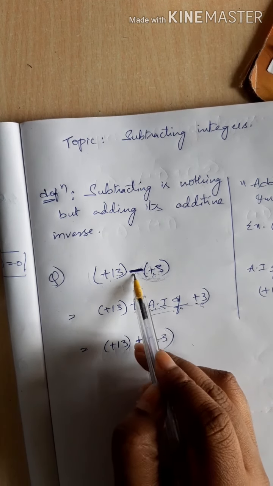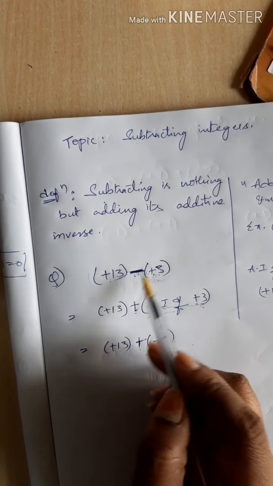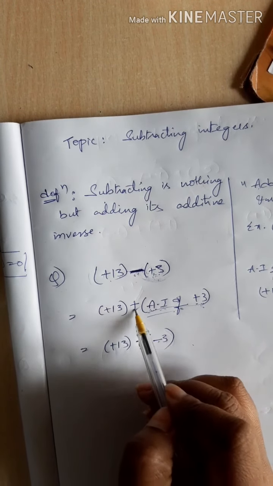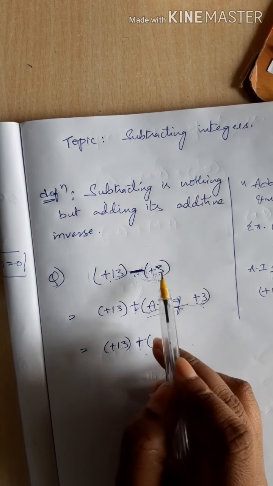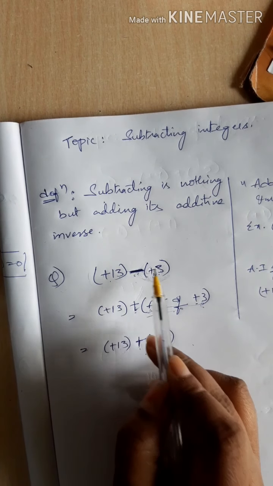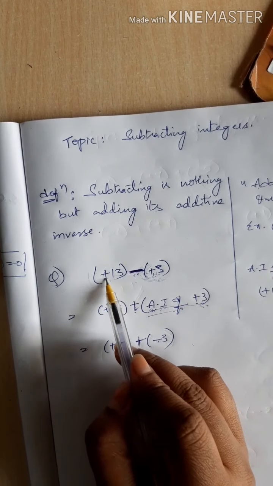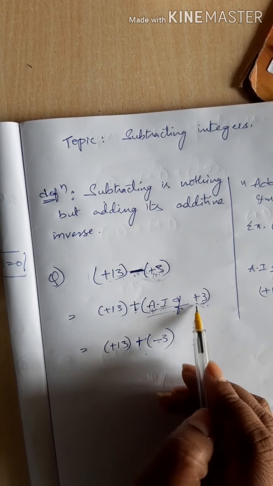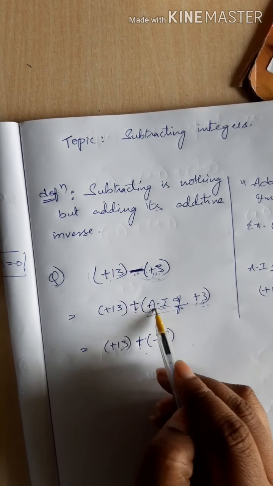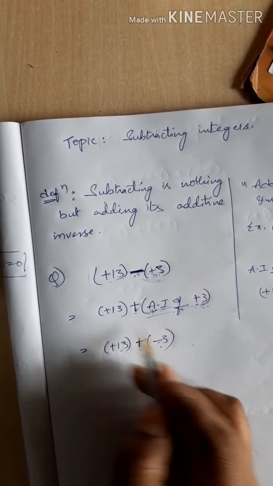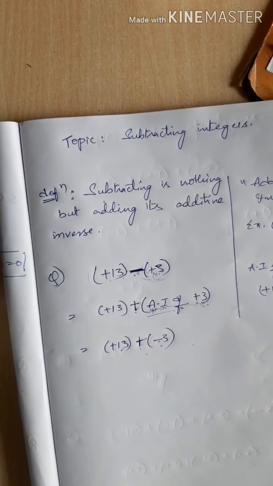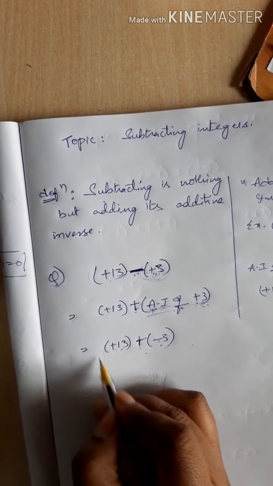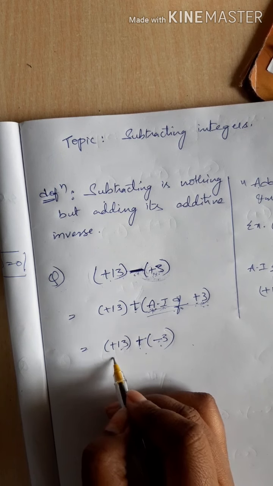So when you want to change the sign, you need to change the particular integer to its additive inverse also. Subtracting is nothing but adding its additive inverse of whomever you are subtracting. That additive inverse you need to write. So plus 13 minus plus 3 is nothing but plus 13 plus the additive inverse of plus 3, which is minus 3. Now you'll come to know this. We already know that by using cards we can solve, and generally also we can solve. So plus 13 is nothing but 13 green cards.